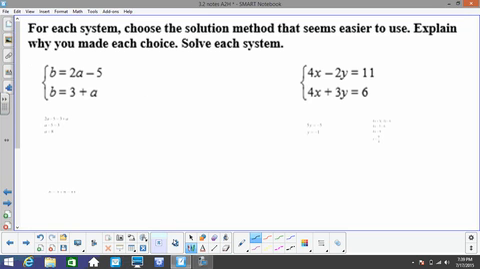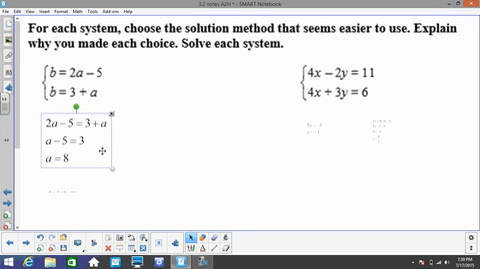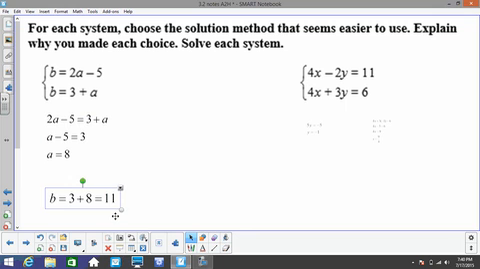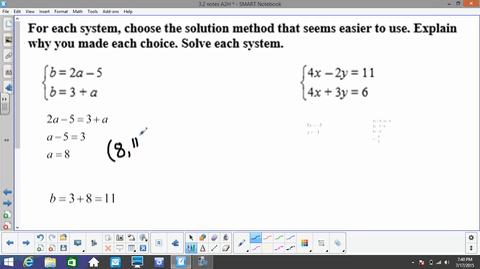So on the first one, I noticed that b is set equal to on each of those. Well, what's going to happen is I'm going to set those two equations equal to each other because they both equal b, therefore they have to equal each other. And I get a equals 8. Subtracted a from both sides, added 5 to both sides. So once I know what a is, I plugged that in to the bottom equation and got b equals 11. When you get variables that aren't x and y, you're always going to want to go alphabetical. A comes first, B comes second.